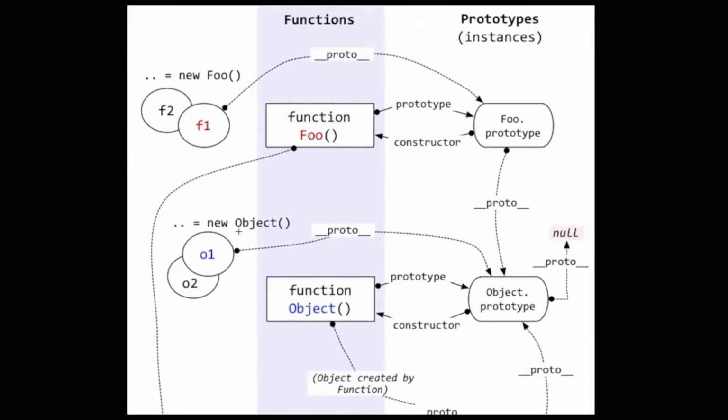Okay, so here we are doing the same with the object. We created two objects from the Object function. So these are the two constructor objects. This proto is directly pointing to the Object prototype, and if you do proto again, it will take you to null, right?